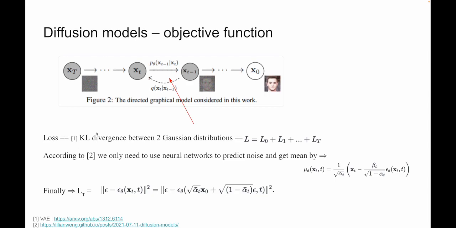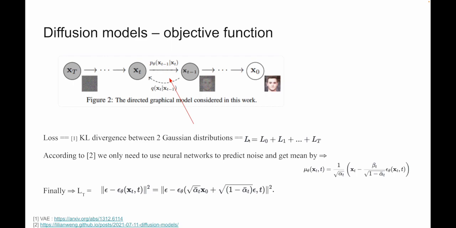So we need to define what the loss of this model is. We actually calculate the KL divergence. I also posted the link here for the KL divergence. We need to calculate the KL divergence between two Gaussian distributions, which I just pointed out with the red arrow here. As I said before, P theta is the neural network predicted noise, and Q is our manually added noise. So we want to minimize the difference between the predicted noise and the noise we added. That's called LT. So we sum them up. We have our loss LT plus L1, L0, and so on and so forth.